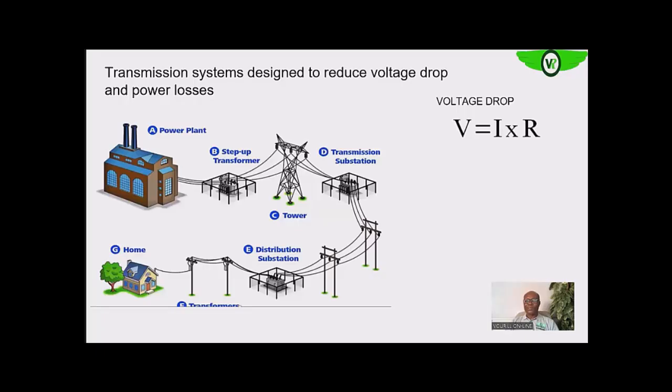Okay, so how do we minimize that voltage drop so that we will not have reduced voltage at the other end of the power system? It is very simple. There we have the formula V is equal to I R. So if we can reduce this I, what will happen to the drop? The drop would drastically reduce. Are we getting it?